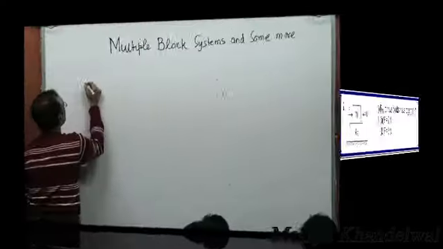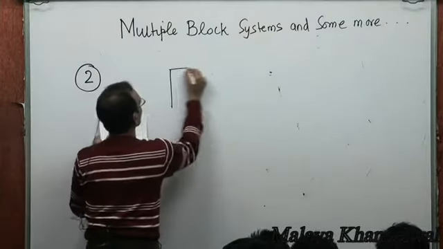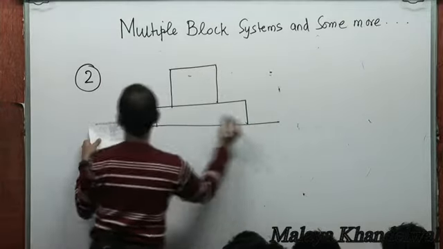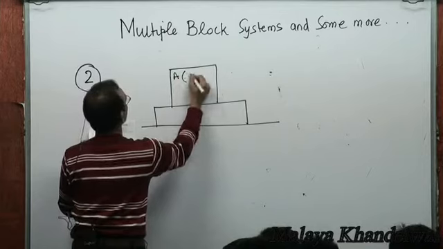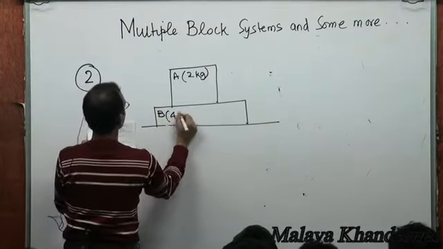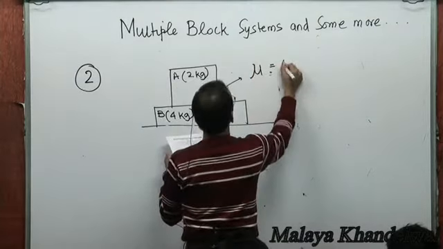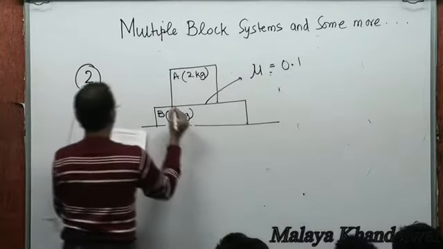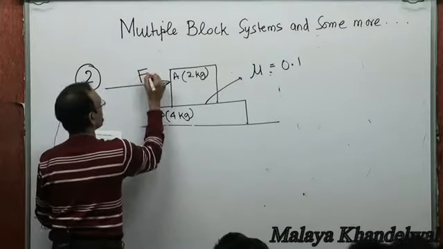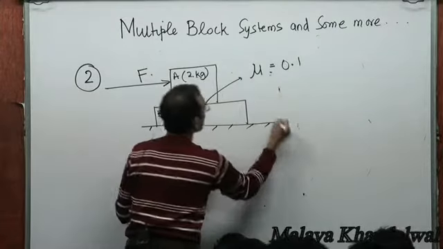Problem number 2. It is about A, which is 2 kgs, B, which is 4 kgs, and the coefficient of friction between B and A is 0.1, and a force F is applied on A. Right? And this surface is smooth. Let's analyze this system.